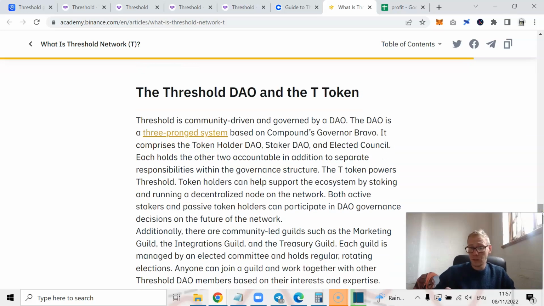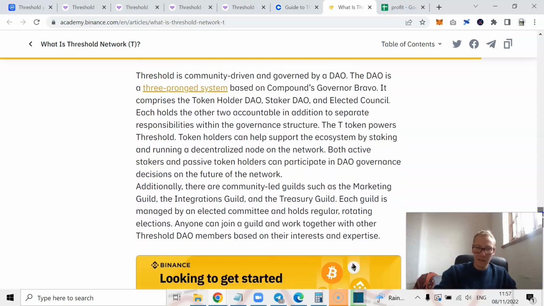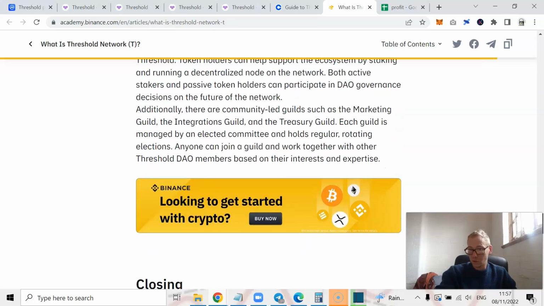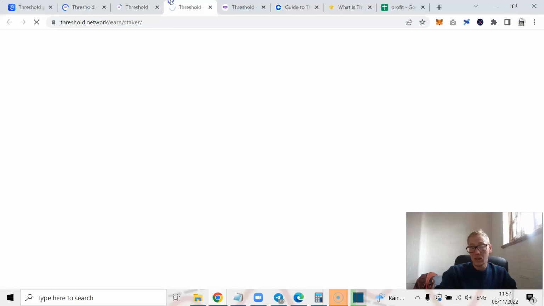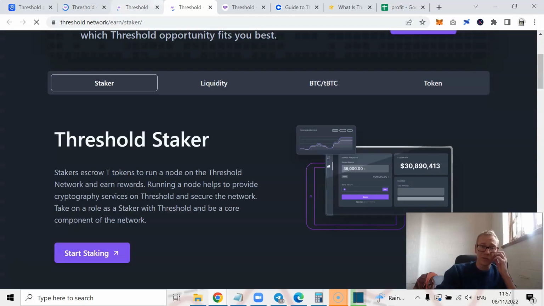They're completely community driven. They're governed by the DAO. The DAO has a three-pronged system, which is based on Compound's Governor Bravo, and it comprises the token holder DAO, the staker DAO, and an elected council. What that means is, again, no one person will end up being in a position where they can effectively influence and move decision making based on the amount of holdings that they have. So Threshold's got a pretty damn good setup in place for multiple different DeFi protocols to start using it.